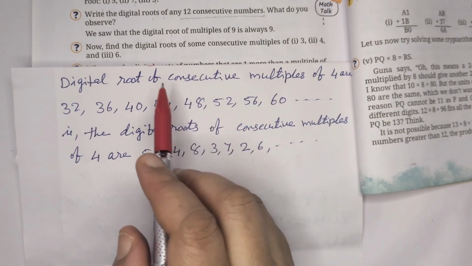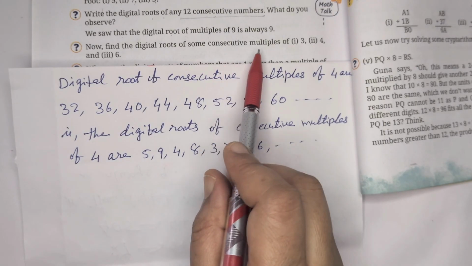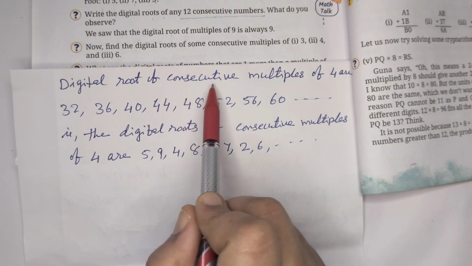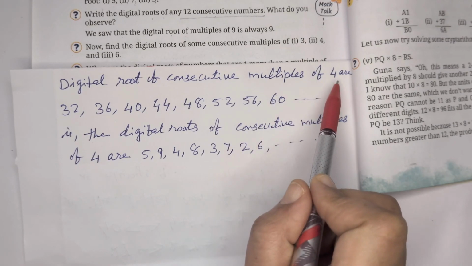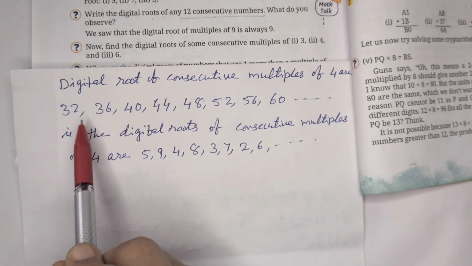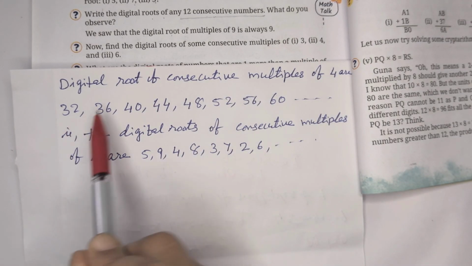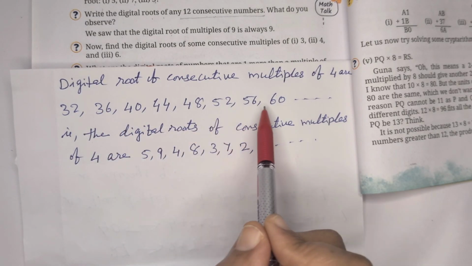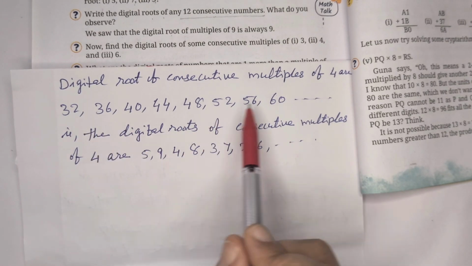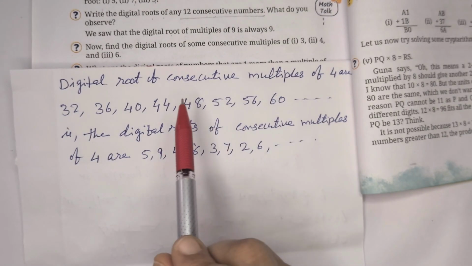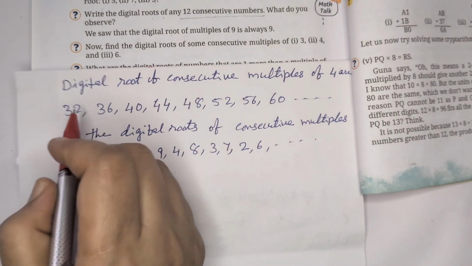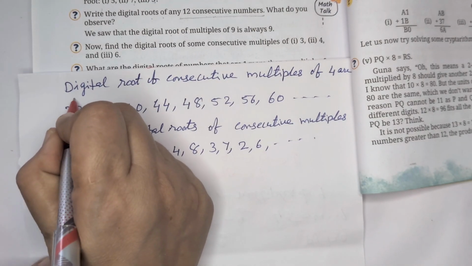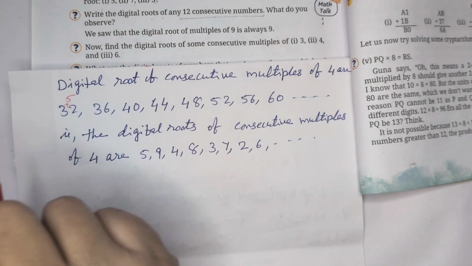Now we are checking the same thing for consecutive multiples of 4. The digital roots of consecutive multiples of 4: we can take the same way the number 32, which is a multiple of 4, then 36, 40, 44, 48, 52, 56, 60, etc. These are the multiples of 4. Now we have to check the digital roots of these numbers. 32, 3 plus 2, we will get 5.